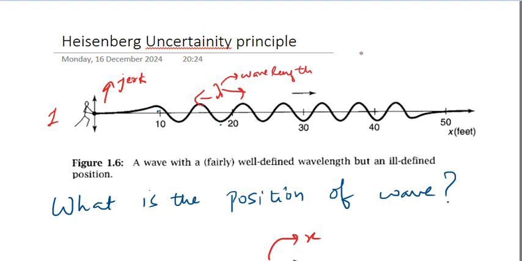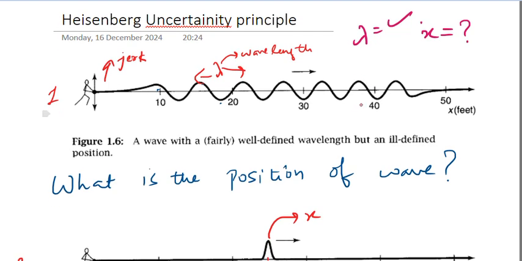But let me ask you another trick question. Wavelength we know. The trick question is, what is the position of this wave? The position of this wave is actually hard to say, right? This wave is present at all locations, at all times, at least for this 50 feet distance. So you don't know where the wave actually is. The location, or position, is unknown. You know one thing for sure, but you don't know the other thing. A similar notion is happening in the Heisenberg uncertainty principle.